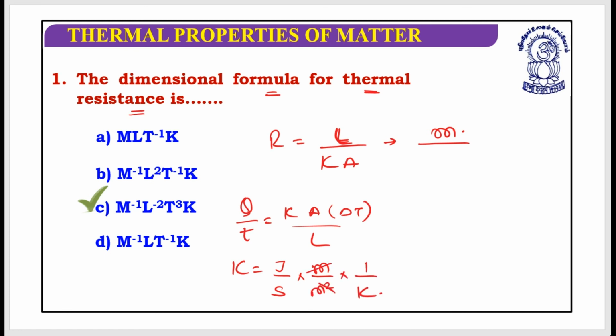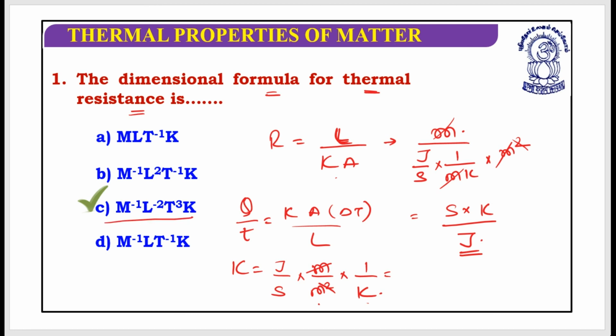So this meter square has gone. So for K into A, it's joule per second into 1 by meter into Kelvin, and multiplied by A, which is meter square. So this meter is gone, this meter is gone, and this is equal to second into Kelvin divided by joule. Now you can replace joule by kg meter square per second square, and the remaining task can be done. It would be M minus 1, L minus 2, T 3, K. I hope this is clear. Is it clear?